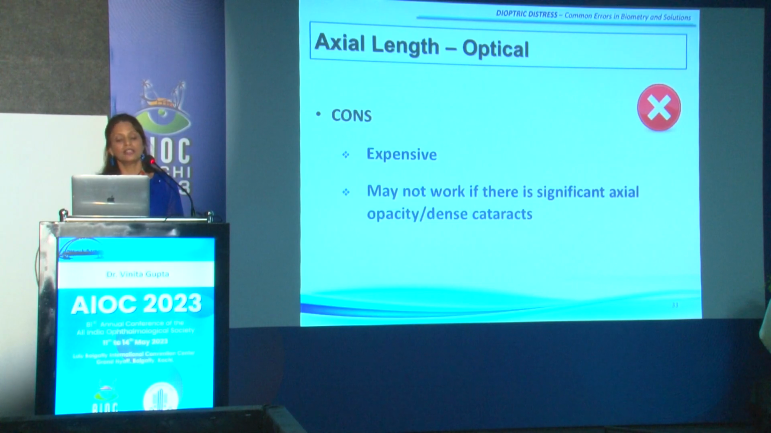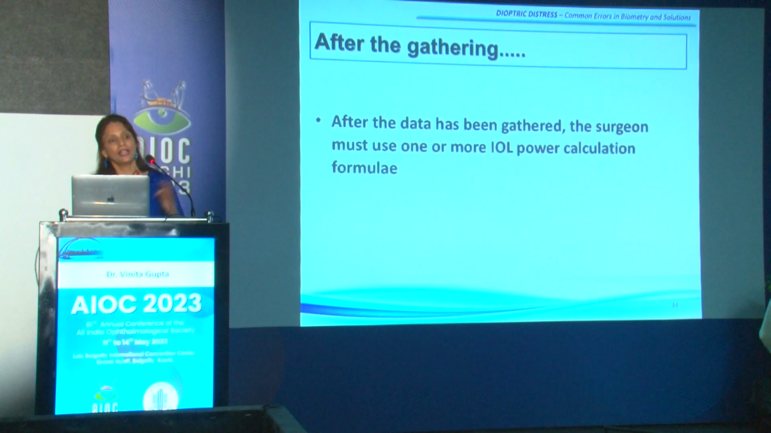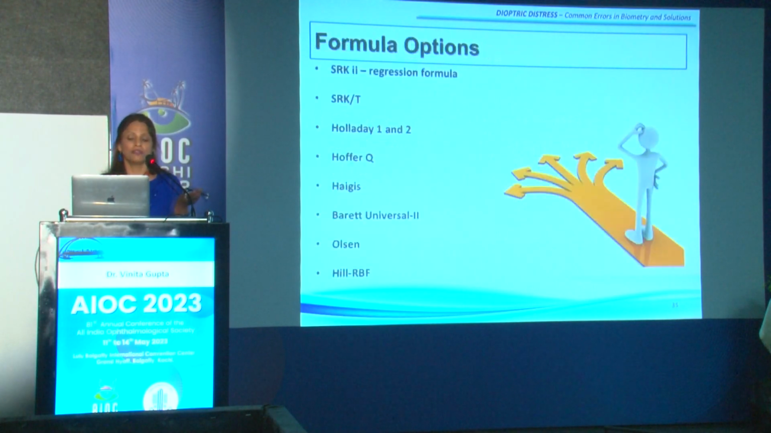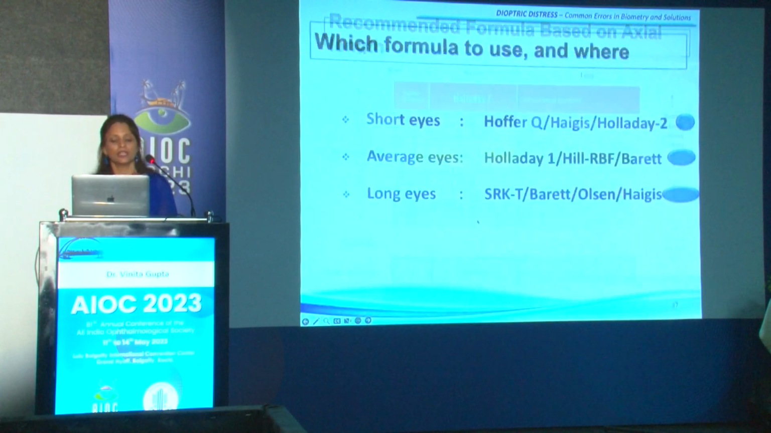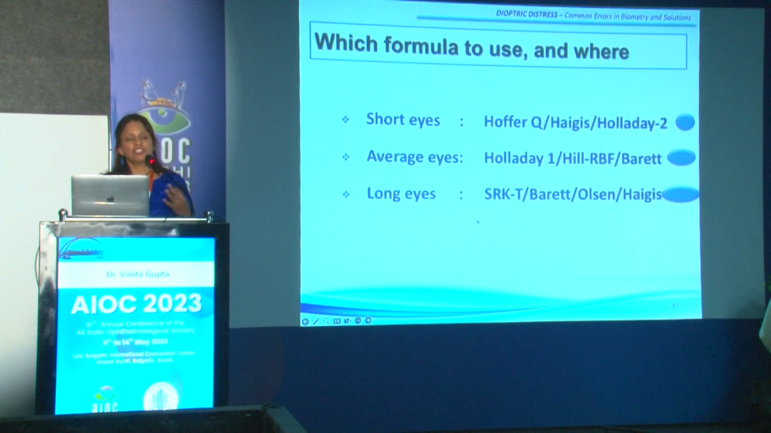The only disadvantage is it's expensive and it may not work in the cases of total cataracts or significant axial opacities. Now the swept source OCTs do work in most of the cases. So what next after gathering this? You have to start employing some formulas. We have an armamentarium of formulas based on vergence, based on ray tracing principles, based on artificial intelligence. And there are statements which are coming up, use this for short eyes, use this for long eyes.